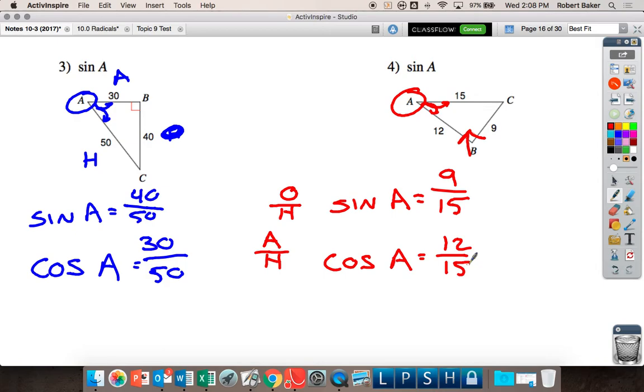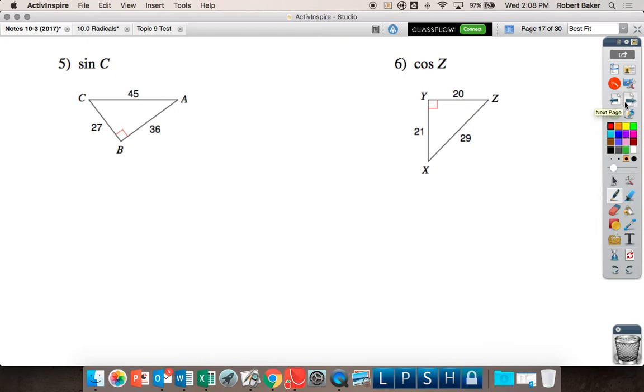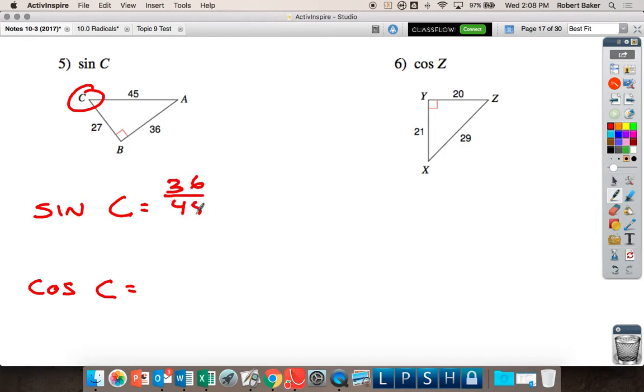Feeling the love? I'll go since I made Graham do it. Yeah, I like that. 1 for 1. Okay, we're looking for the sine of C and the cosine of C. So we're at this angle right here. 36 over 45 for the side. Sine is 36 over 45. That's opposite over hypotenuse. And for the cosine, 27 over 45. Cosine would be adjacent over hypotenuse.